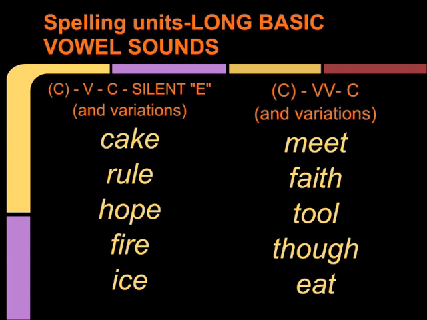Here are spelling units with long basic vowel sounds. Again, variations, consonant vowel consonant, and then the silent E. Cake, rule, hope, fire, ice.